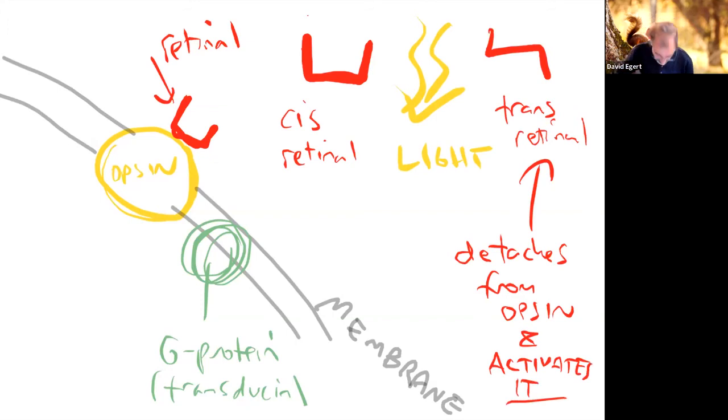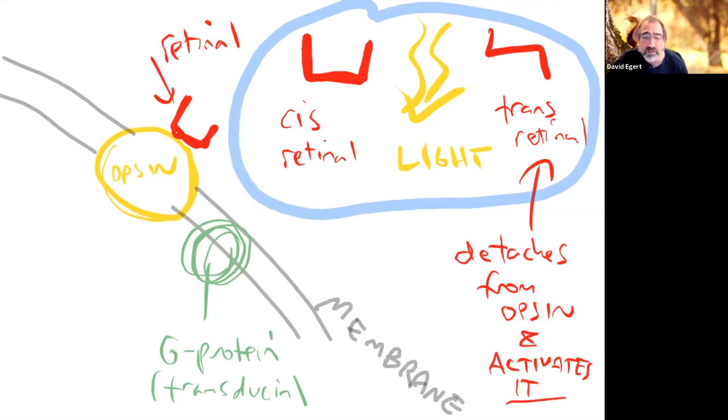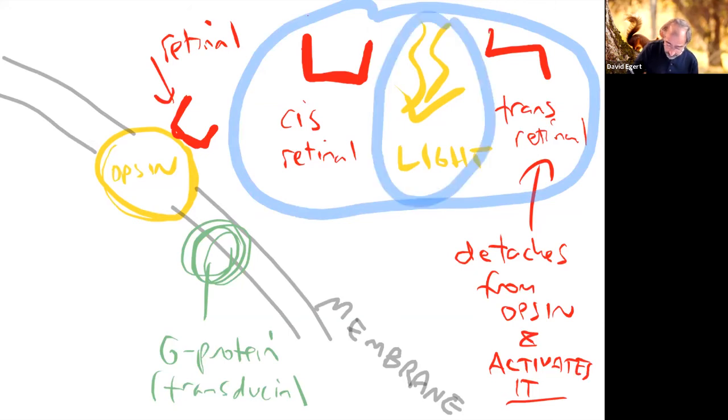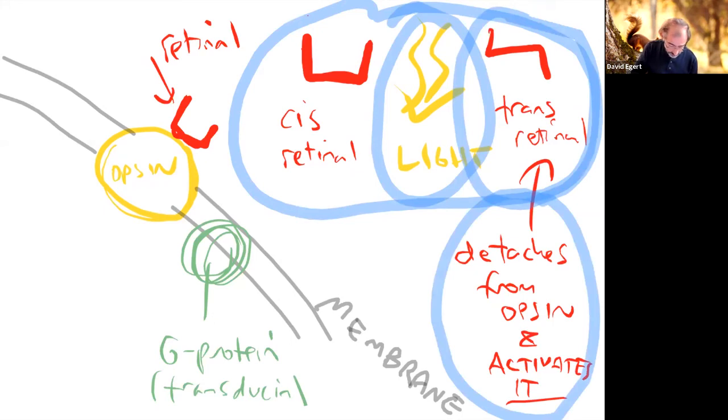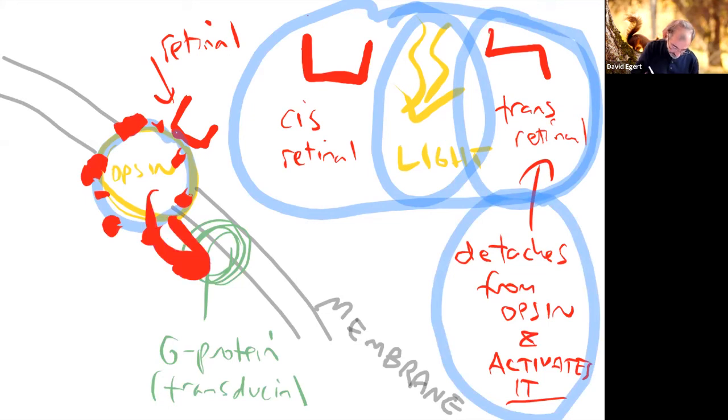So this part right here is kind of similar to when we talked about a receptor binding a ligand and activating the receptor, and then would start the G protein mediated second messenger pathway. In this case, instead of binding a ligand, you absorb light. Retinal changes shape, detaches from the opsin and activates it. So now my opsin is activated. It's going to activate the G protein.